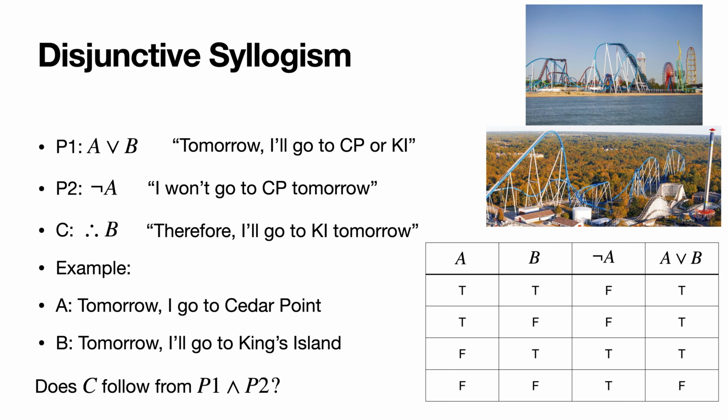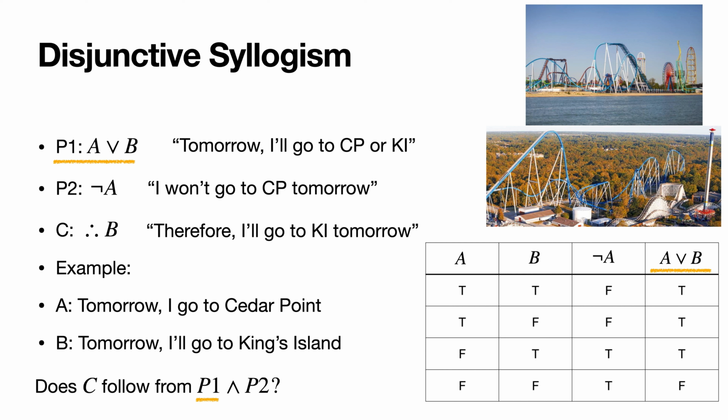And now we can ask, does our conclusion follow from the conjunction of P1 and P2? Meaning, does P1 and P2 taken together give us our conclusion? And remember, for the conjunction of P1 and P2 to be true, P1 and P2 both must be true. So if either one of them is false, we can cross out that entire row to see what happens when we take P1 and P2 together, which is what we're going to do.